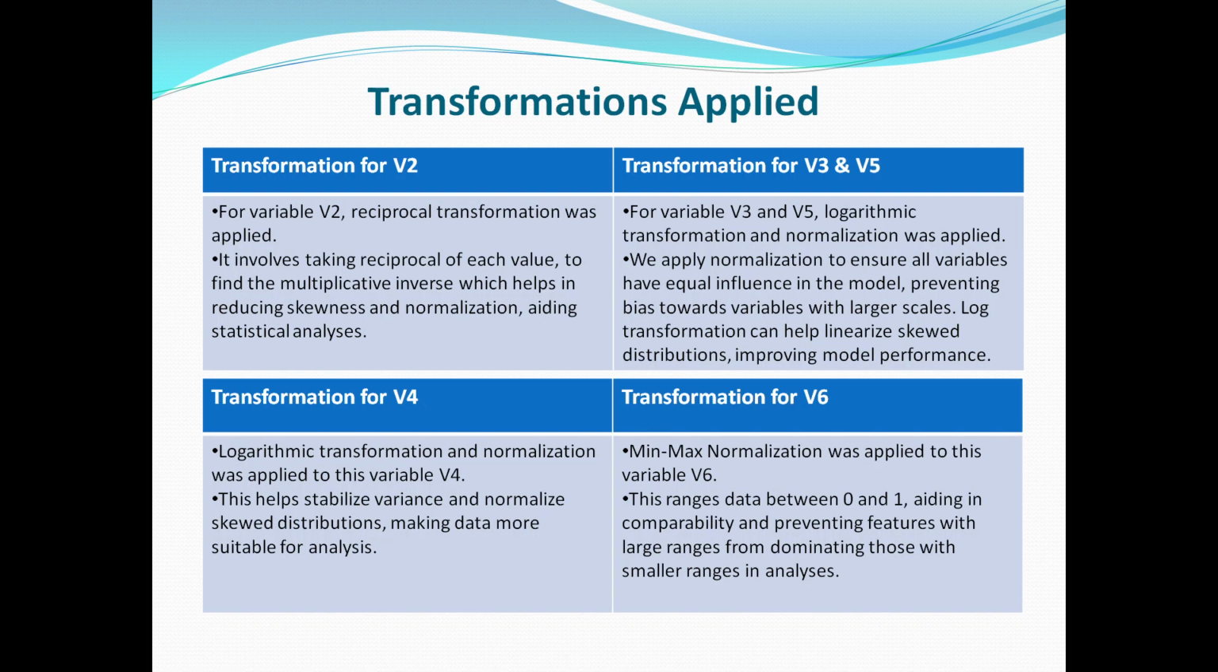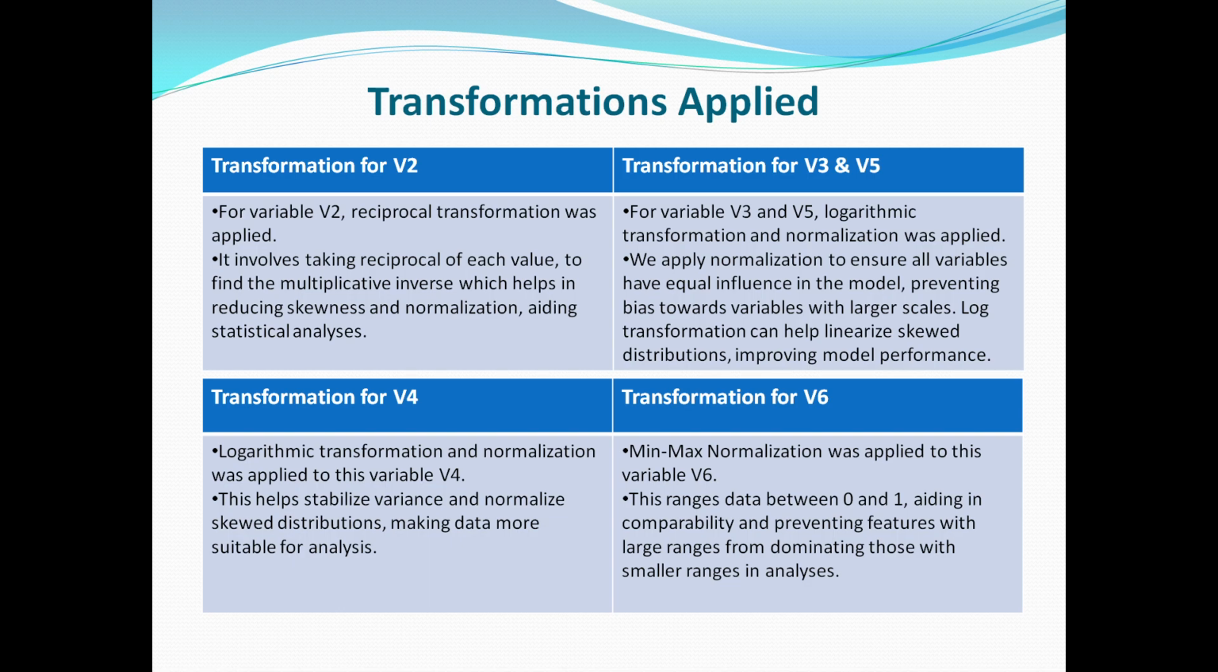Then coming to the transformations applied. For the variable v2, I have applied the reciprocal transformation. It involves taking the reciprocal of each value to find the multiplicative inverse, which helps in reducing skewness and normalization. Then for the variables v3 and v5, I have applied logarithmic transformation and normalization. Here we apply normalization to ensure all variables have equal influence in the model, preventing bias towards variables with larger scales. Then for the variable v42, I have applied logarithmic transformation and normalization. This helps stabilize variance and normalize skewed distributions.